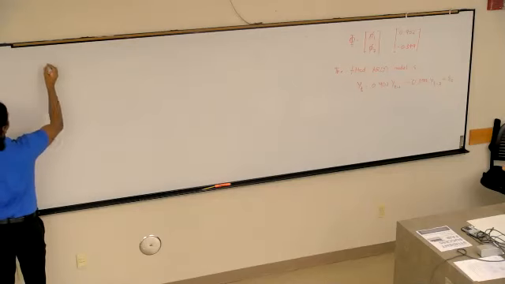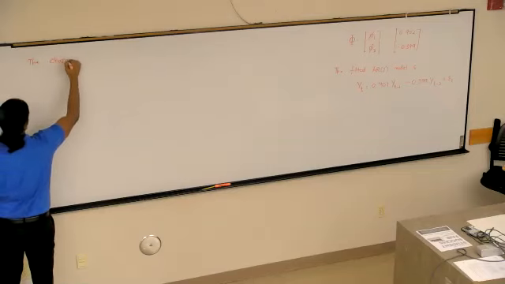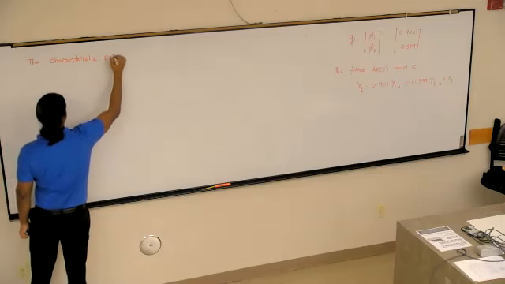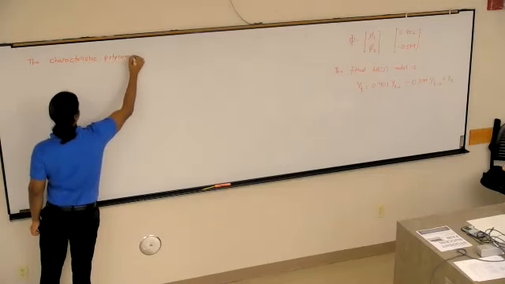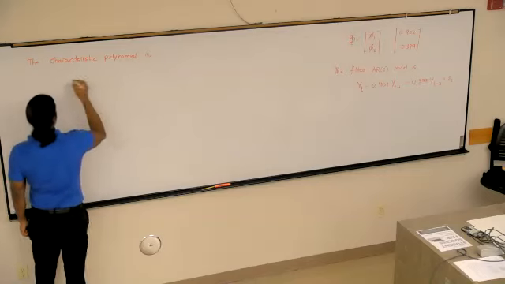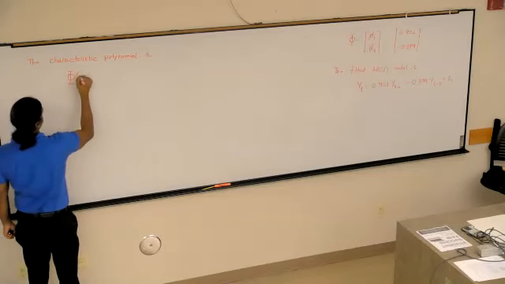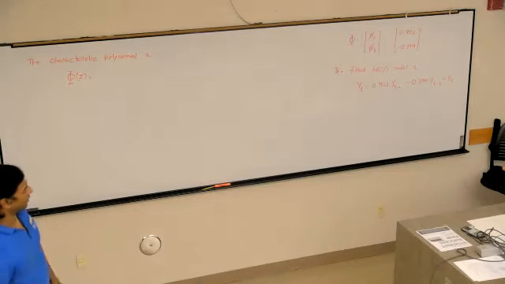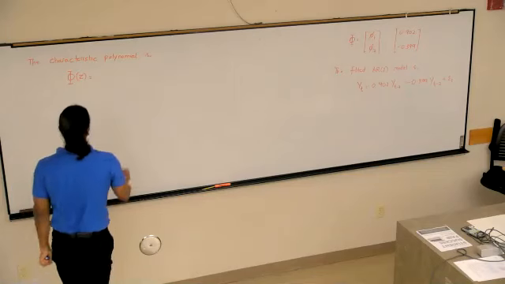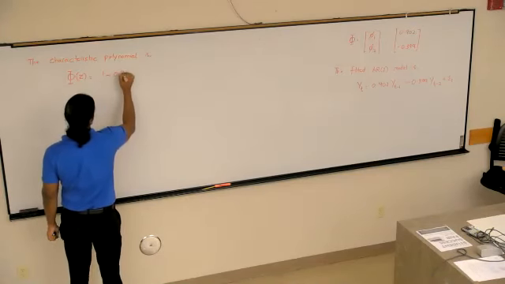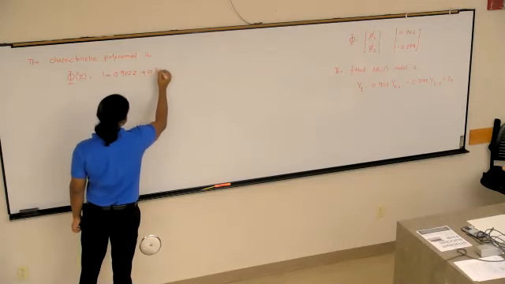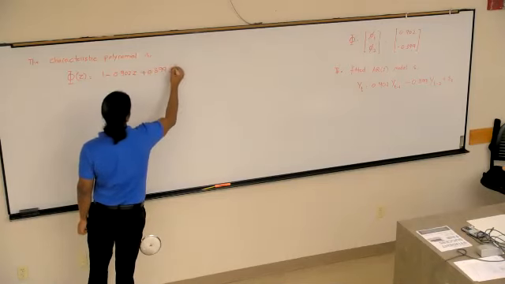The characteristic polynomial is phi of z. And what is phi of z? It would simply be 1 minus 0.902 z plus 0.399 z squared.